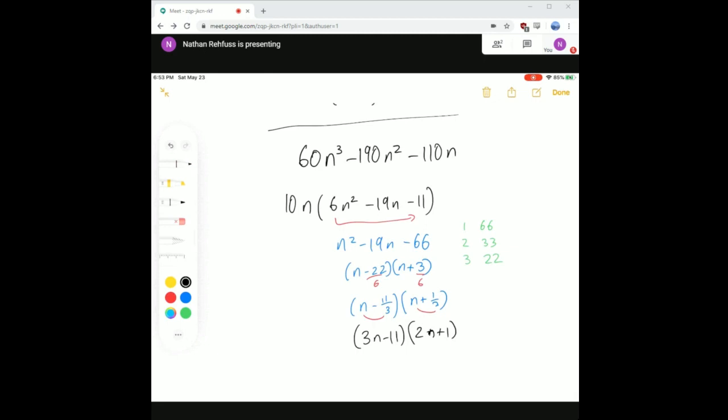We're almost done. The original polynomial, the hard guy here, was multiplied by its friend 10n, so its factors are still multiplied by 10n. Put that 10n back in, and this is our final answer. 60n cubed minus 190n squared minus 110n. FOIL it out and you'll see that I'm right. It is 10n times 3n minus 11 times 2n plus 1. And that is factoring polynomials for you.